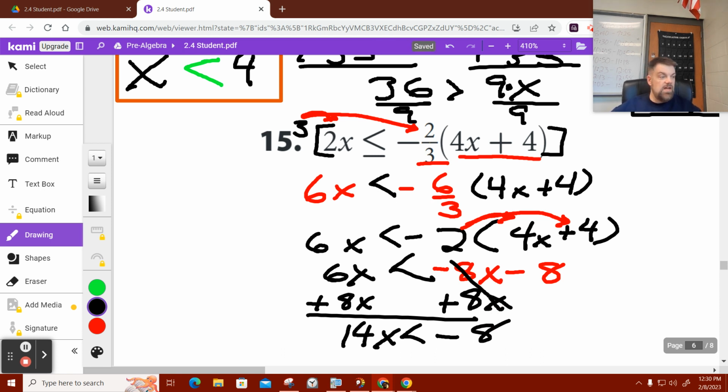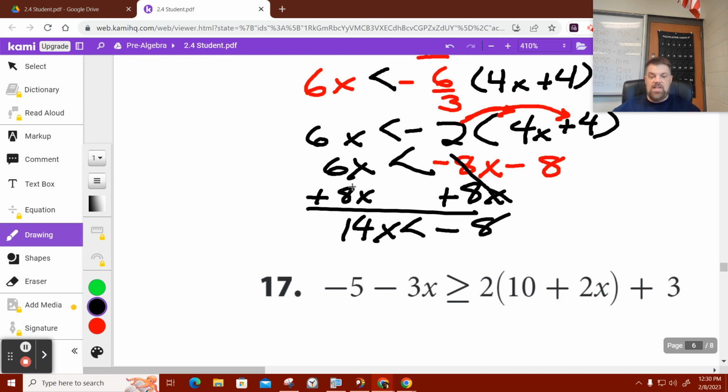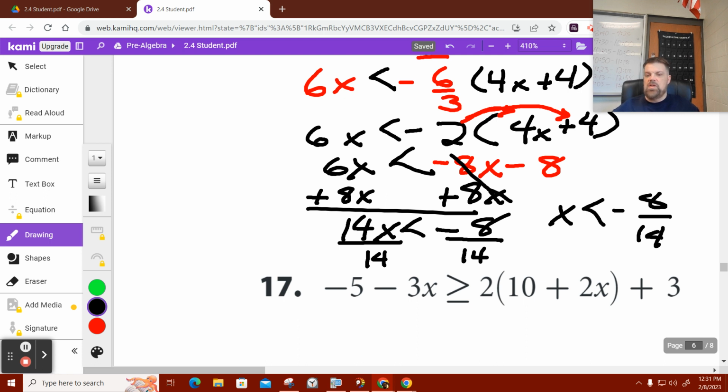Now, that seems a little hokey pokey. No, it doesn't. Well, it's not an even thing, but what do I do next? Divide 14x by 14. And do it to the other side too. Very good. So then I get x is less than negative 8 over 14. Is that the simplest form? No, it is not. I can find the simplest form by doing this.